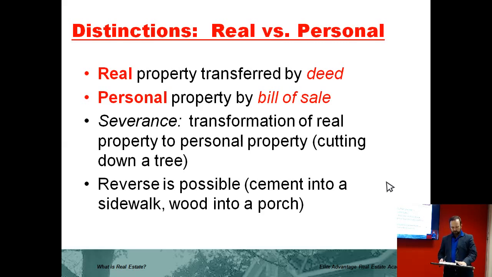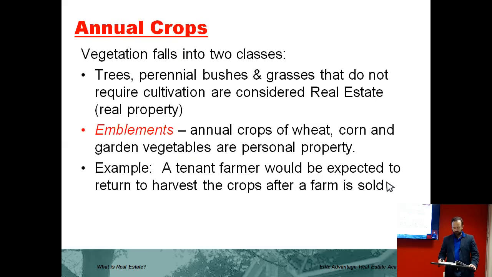All right, so when we go through this test, we're going to talk about that in a second, the test to decide what's a fixture and what's not a fixture. This will start to make more sense. Vegetation falls into two classes: trees, perennial bushes, and grasses that do not require cultivation are considered real estate. Annual crops such as wheat, corn, and vegetables are known as emblements. Please highlight that because that is a test question with regards to emblements.